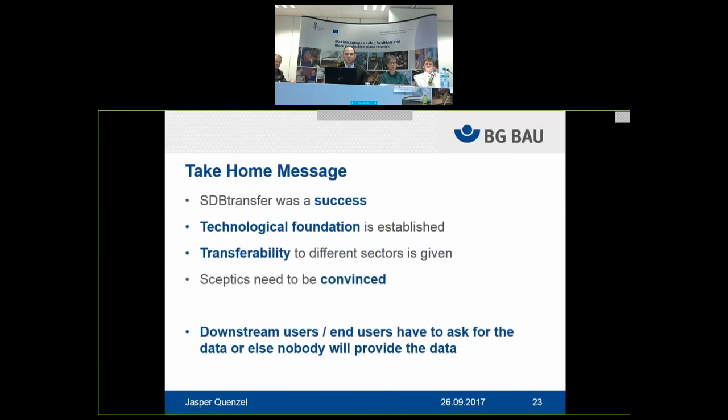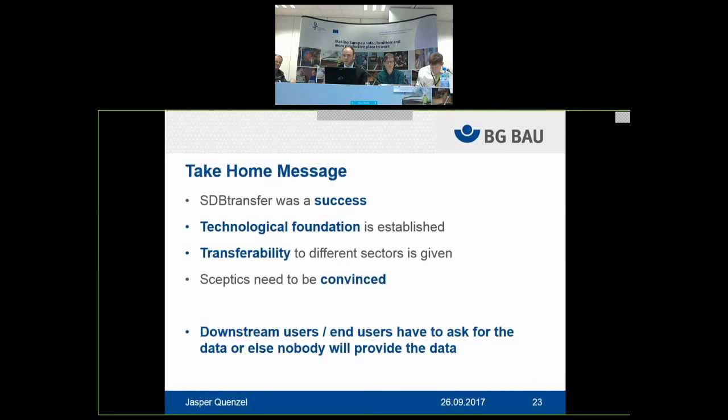What's my take-home message? I see SDP Transfer as a success. We set the technological foundation. I already would say it's transferable to different sectors because, why is it not? We just transfer the safety data sheet, and the safety data sheet is not a thing of the construction industry or the chemical industry. It's used in every industry which uses dangerous substances. But skeptics still need to be convinced.